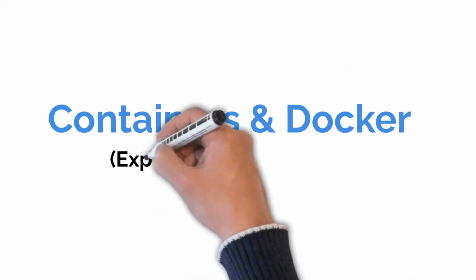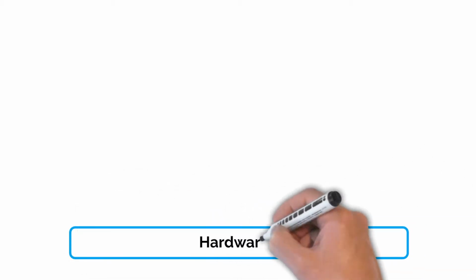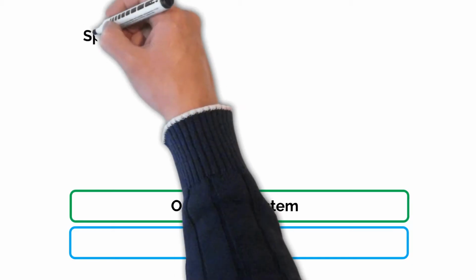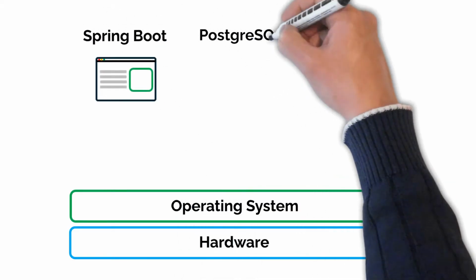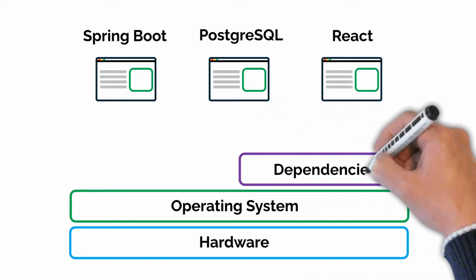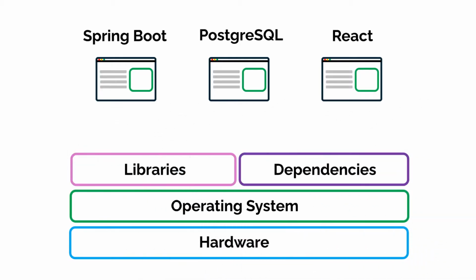Containers and Docker, explained in just 5 minutes. In a traditional deployment, applications run directly on hardware with an operating system. Each application, for example, let's say a Spring Boot service, a PostgreSQL database, and a React frontend, comes with its own dependencies, libraries, and OS requirements.